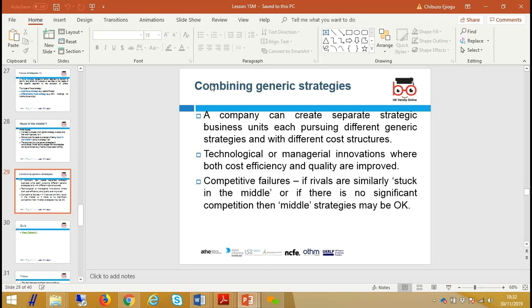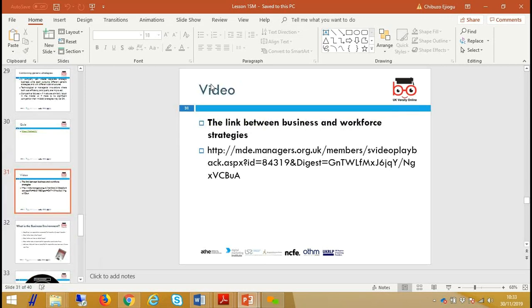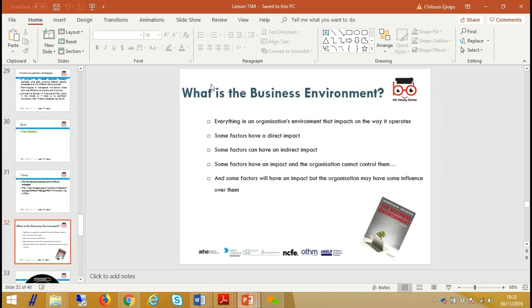That's fine. Others say, well, you can be stuck in the middle if all your other competitors are also stuck in the middle. Then there's no problem. All of you are stuck in the middle. Then you are not going to suffer any disadvantage. In which case a middle strategy is okay. Right? So those are some critical analysis that has come up as a result of what Michael Porter said.